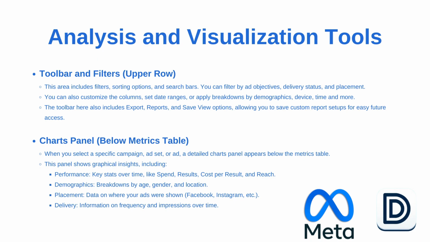Okay, now, visualization. When you select a specific campaign, ad set, or ad, a detailed charts panel will appear below the metric table. This panel shows graphical insights, including performance, which is key stats over time like spend, results, cost per results, and reach, as well as demographics, breaking down by age, gender, and location. Placement, which is data on where your ads are shown, like Facebook, Instagram, etc. And delivery, which is information on frequency and impressions over time.